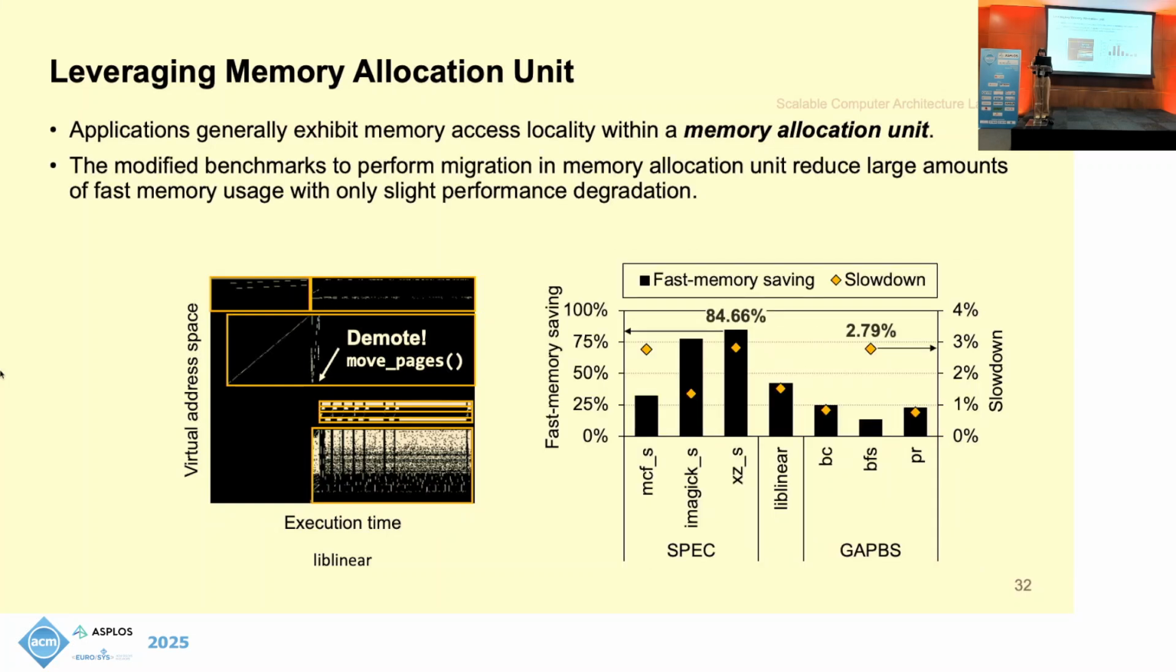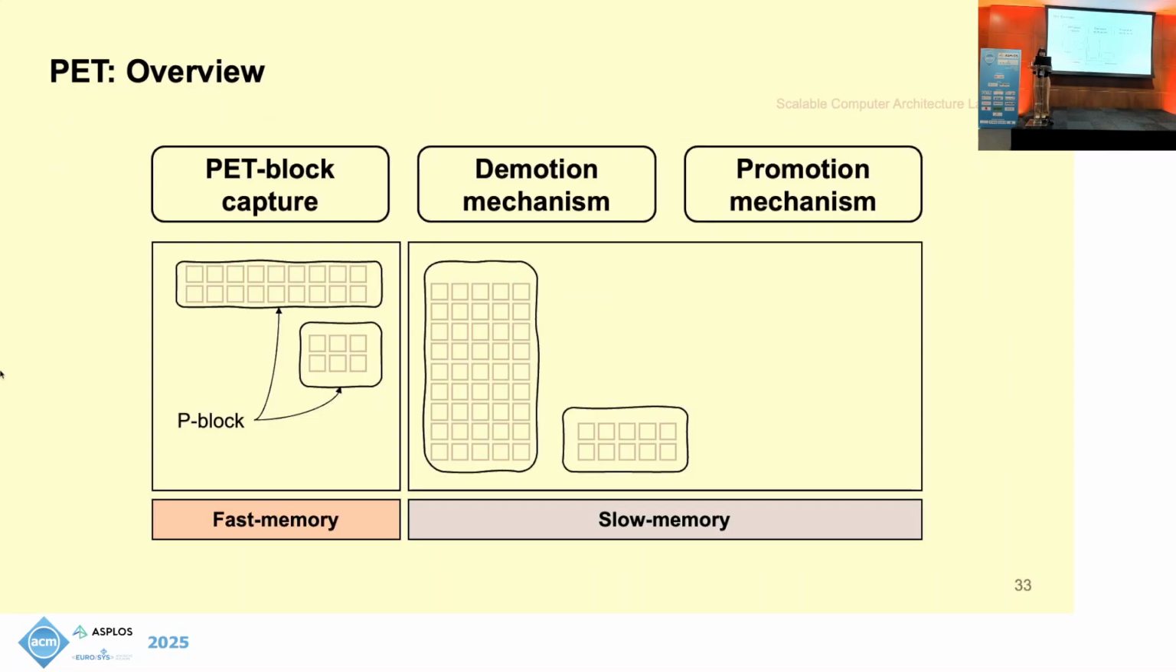The graph on the right shows the fast memory saving and the slowdown of the modified benchmarks compared to the original binaries. The modified benchmarks save up to 84.7% of fast memory while incurring less than 3% of slowdown, demonstrating the feasibility of hot-cold data classification based on memory allocation units.